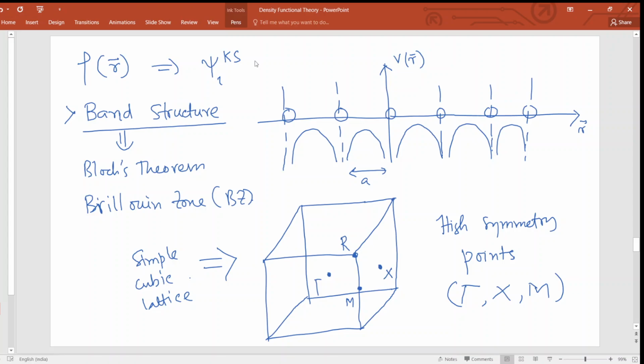And from there you can also calculate something called the band structure. And you know what the band structure is: you have this atomic potential, or let's say in a crystal lattice the electrons are facing basically a potential, and as a result the energy band structure appears in a solid material.